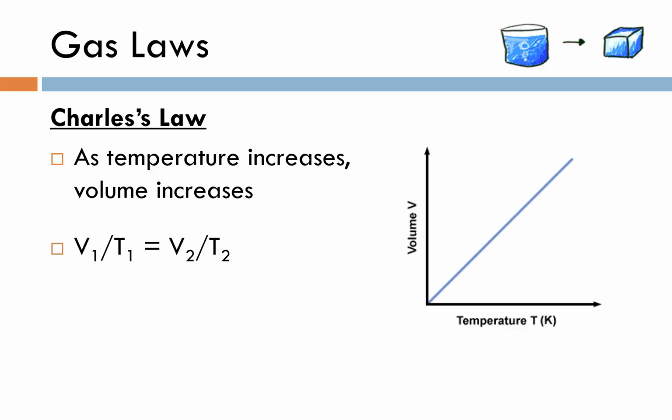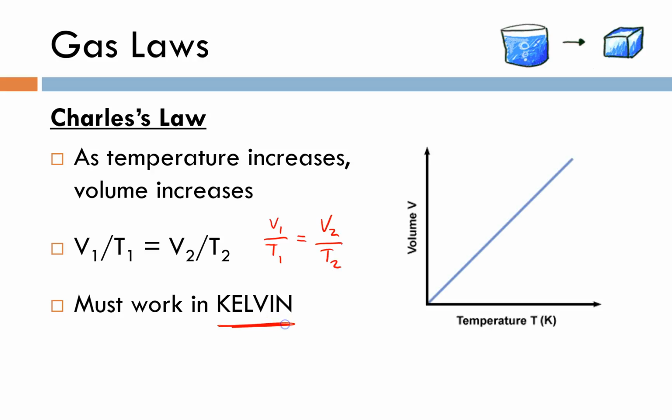I guess this is a little bit hard possibly to understand how it's written, but we have volume 1 over temperature 1 equals volume 2 over temperature 2. For the volume, I don't care what units you use. For the temperature, you have to be in Kelvin. Let's take a minute and talk about why that's the case.